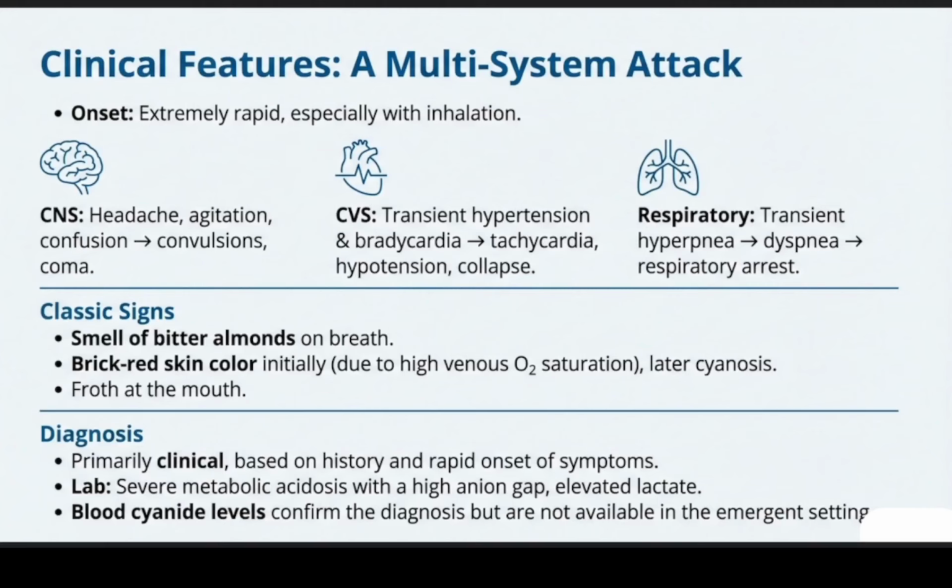Cherry red, we know what it is, but right now, brick red skin color initially, and later cyanosis is going to occur, because we have already mentioned that venous oxygen is going to be very high. So because of that, there's going to be brick red skin color, but later on cyanosis, then froth at the mouth. One more thing you need to remember: when we go into the lab, there's going to be severe metabolic acidosis, with high anion gap, elevated lactate, and blood cyanide levels, which confirm the diagnosis.